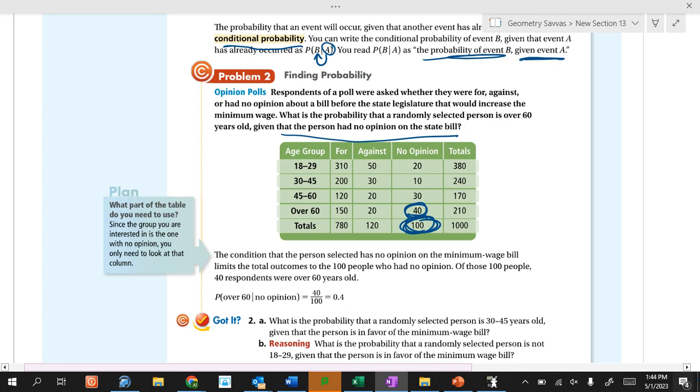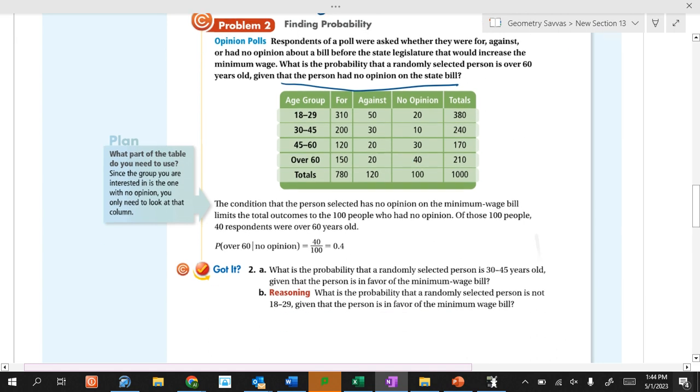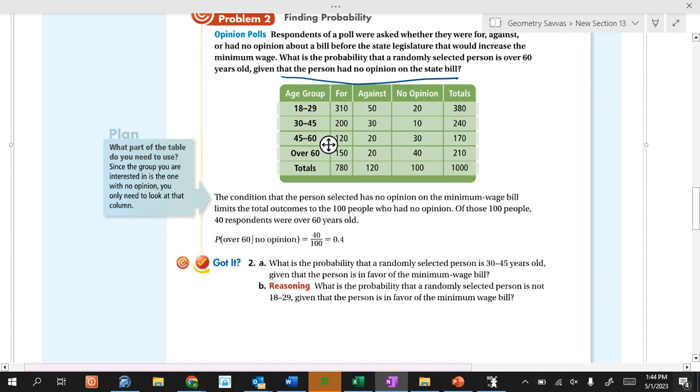Okay? So moving on from that, let's look at question 2A down here. What's the probability a randomly selected person was 30 to 45 years old, given the person was in favor of the minimum wage bill? So in favor is all these 780 people. What's the probability that they're 30 to 45? Well, that's 200 of them. So it'd be 200 out of the 780.